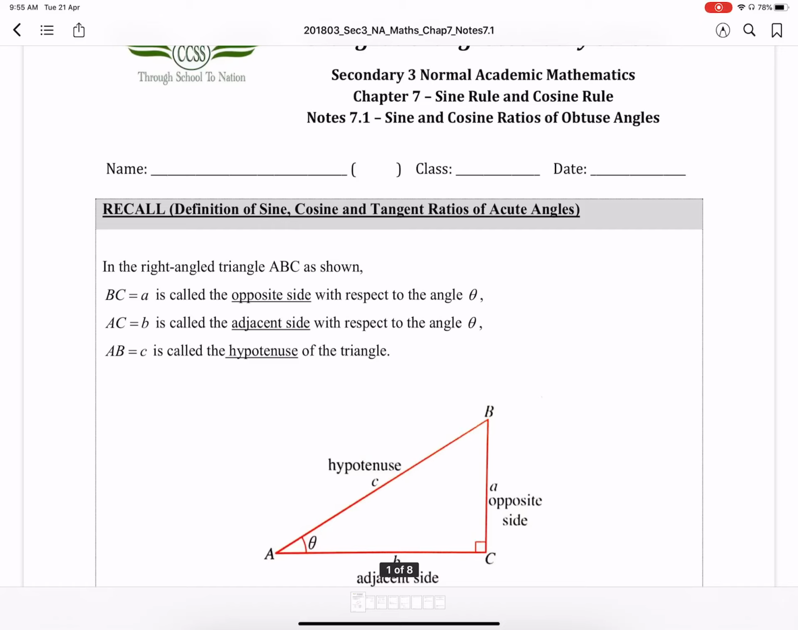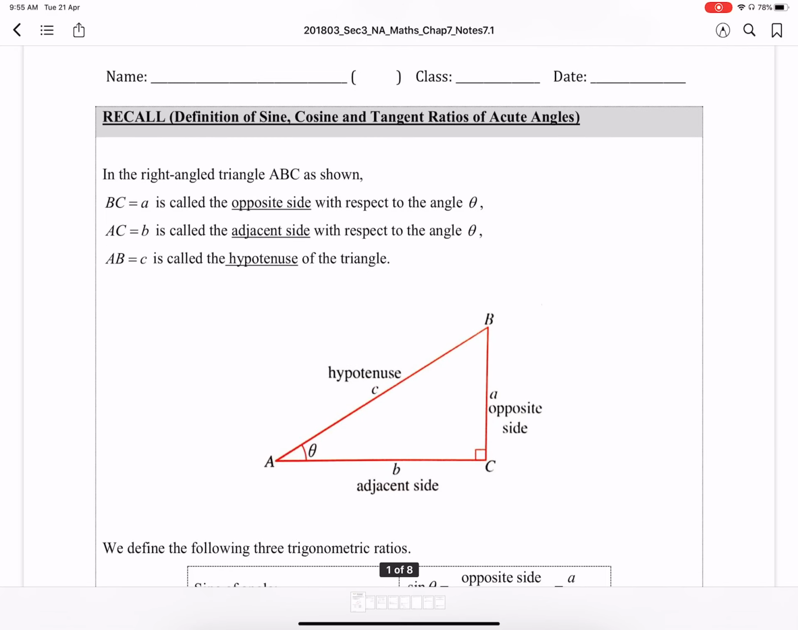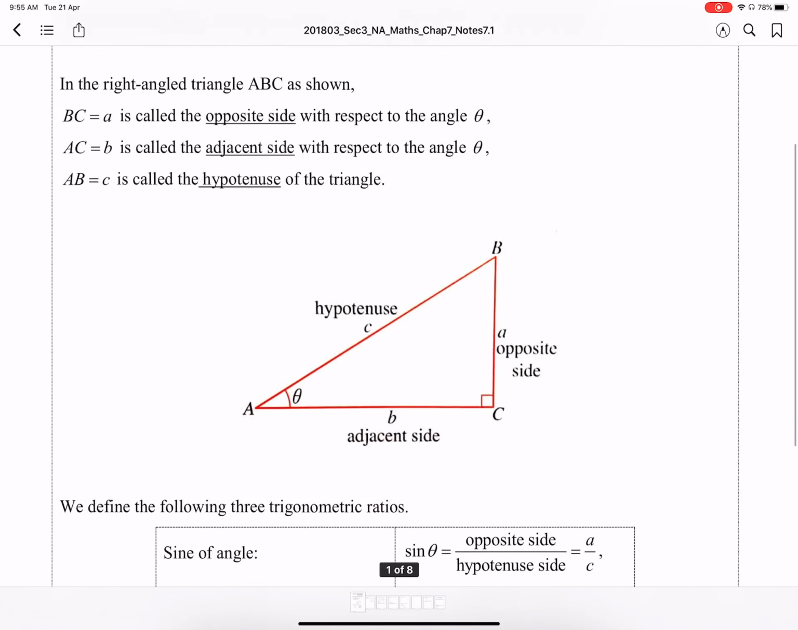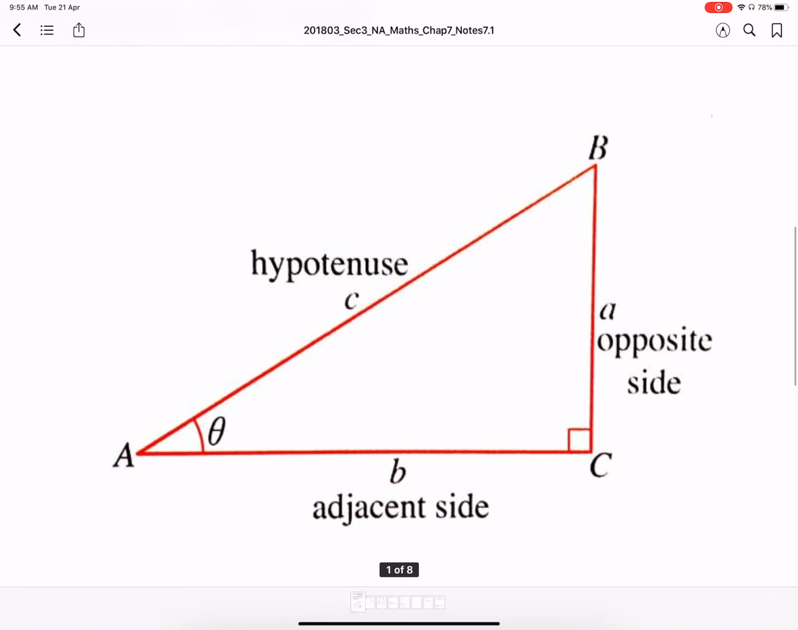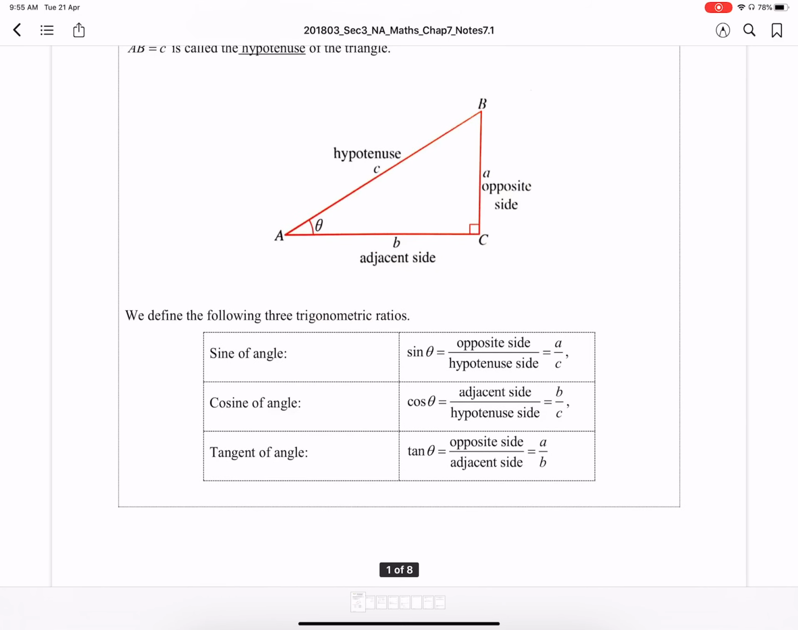Okay, we will now move on to note 7.1. The title of this section is sine and cosine ratios of obtuse angles. You can see from the first side of the notes here, we have all the definitions. You should already be quite familiar with all these definitions, so I'm not going to go through them.